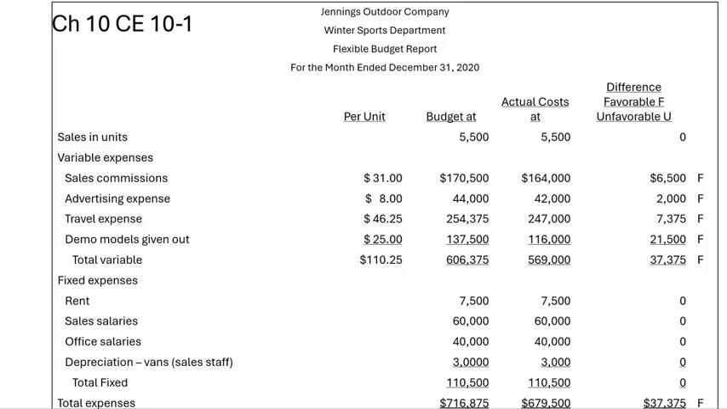And our fixed expenses were all on budget, no variances in our fixed expenses. So we were favorable to our flexible budget at 5,500 units by the total of $37,375. So based on this, yeah, his plan worked. They increased sales, and he was still able to control costs, and we were favorable on our expenses by $37,000.